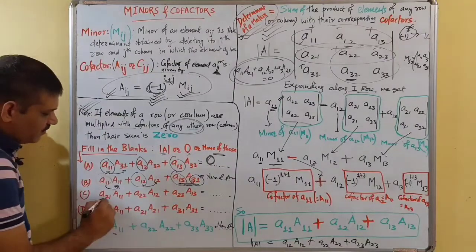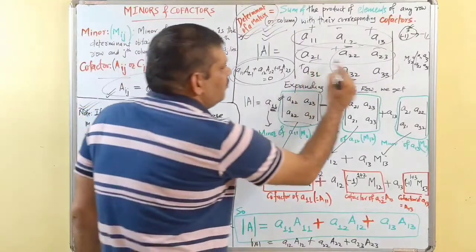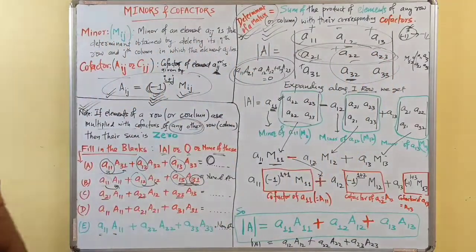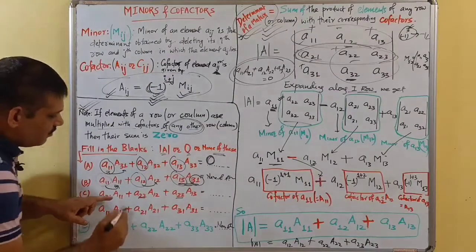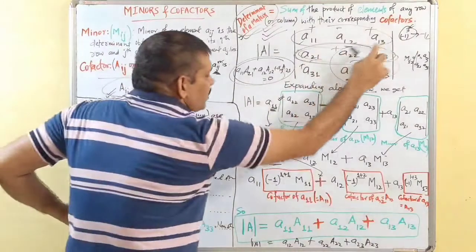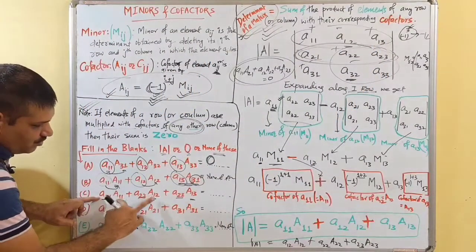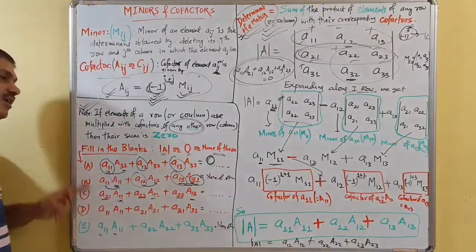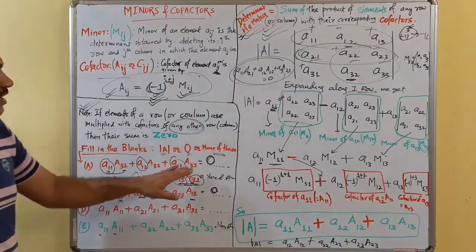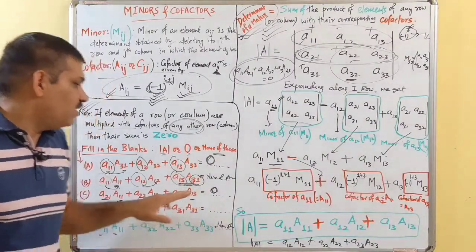Now let's check this. 2 1, 2 2, 2 3 means we have chosen the second row. Let's see what cofactors we have taken: 1 1, 1 2, 1 3. The elements of the second row are multiplied by the corresponding cofactors of the first row. That expression is going to be 0. So this is not the value of determinant. Let's check this.